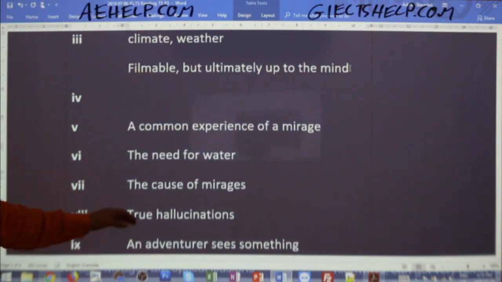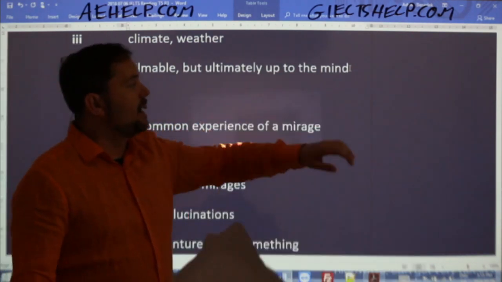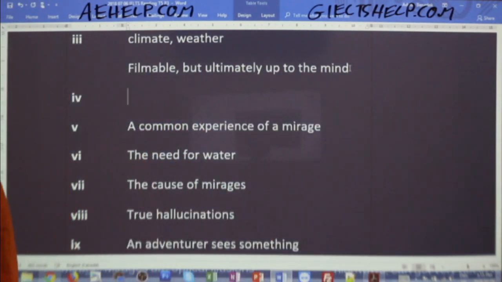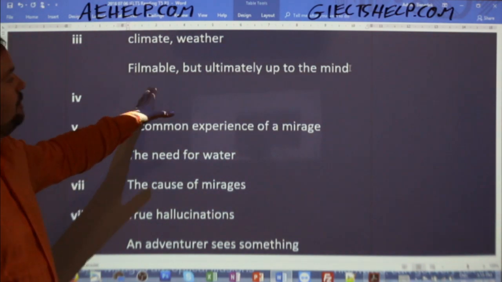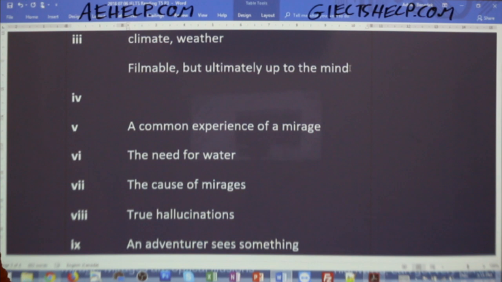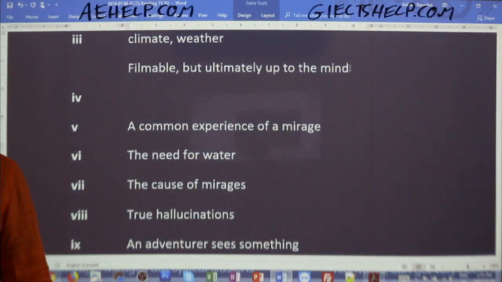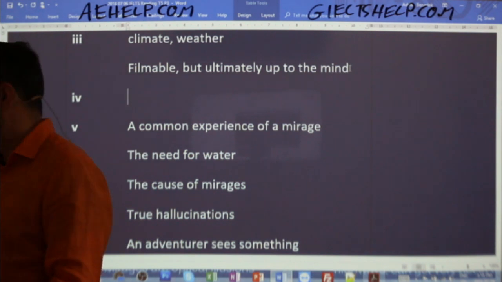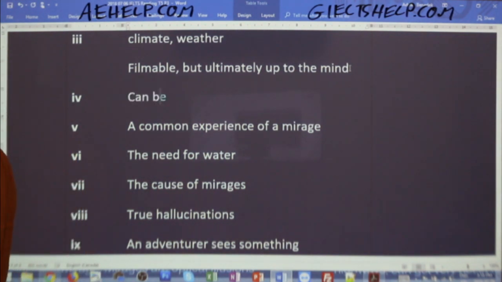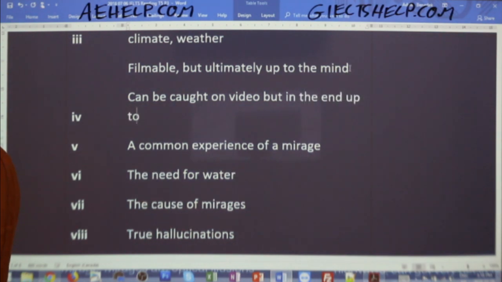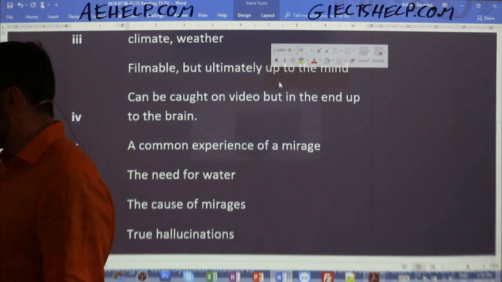Let's look at this one. Filmable, but ultimately up to the mind. Can you think about how to say that in another way? Filmable, but ultimately up to the mind. Okay, what's another way to say filmable? Can be filmed. Okay, what's another way to do that? Well, here we go. Can be caught on video, but in the end up to the brain, right? So what we saw from before, okay? So that's another way to paraphrase that.